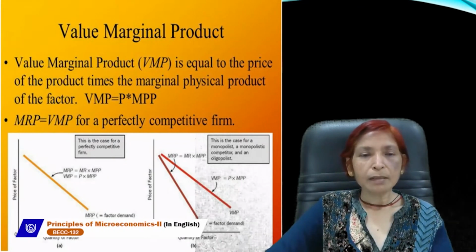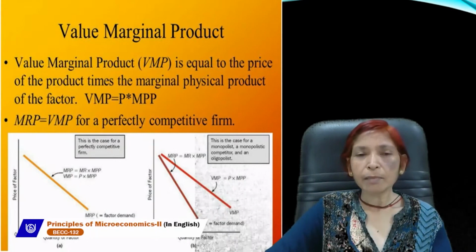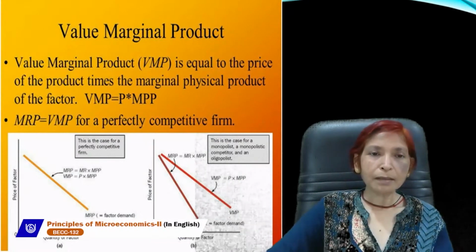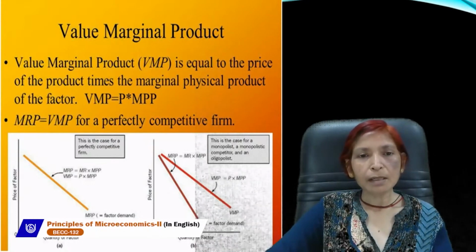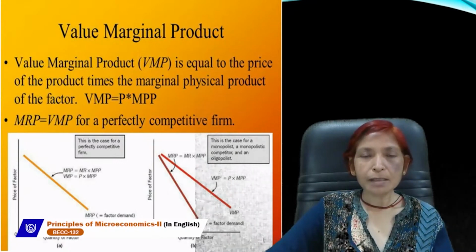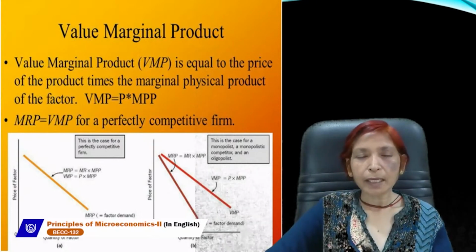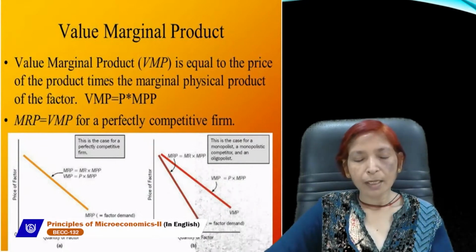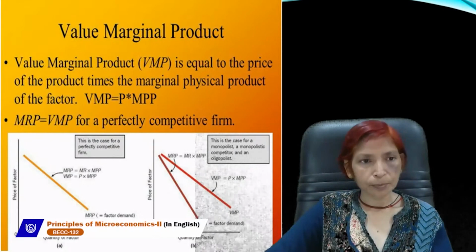MPP is calculated by taking the difference TPPn minus TPPn-1. Or MPP can be calculated with another method: delta TPP divided by delta Q. Delta means change, TPP is total physical product, and delta Q means change in quantity. So marginal physical product can be calculated with the formula TPPn minus TPPn-1, and the second formula is delta TPP upon delta Q.